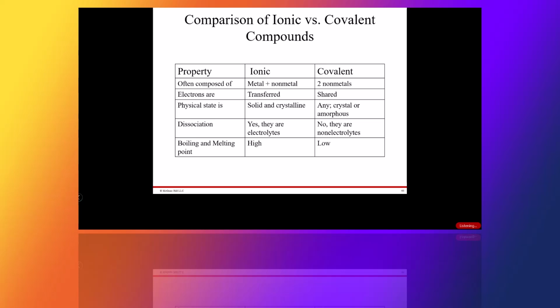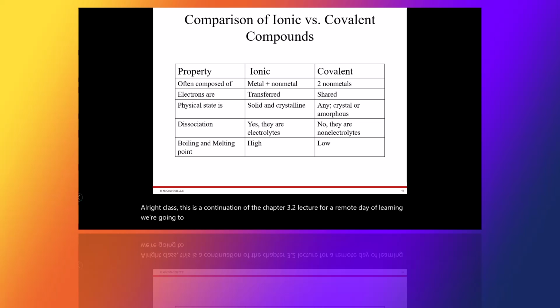All right, class, this is a continuation of the Chapter 3.2 lecture for a remote day of learning. We're going to talk more about Lewis structures, and then from Lewis structures, we're going to apply another theory called valence electron pair repulsion theory to determine the geometry of the molecule.